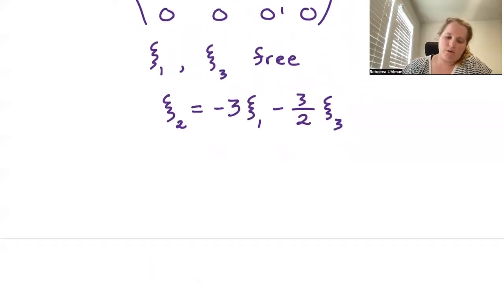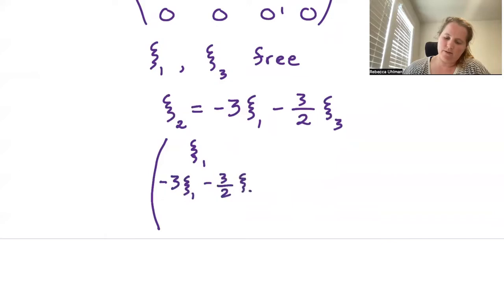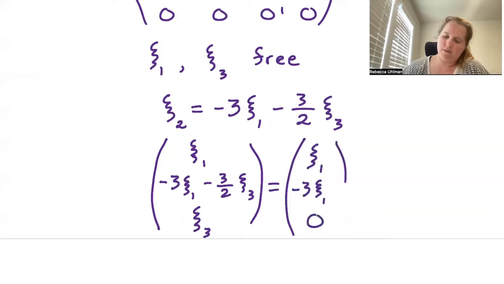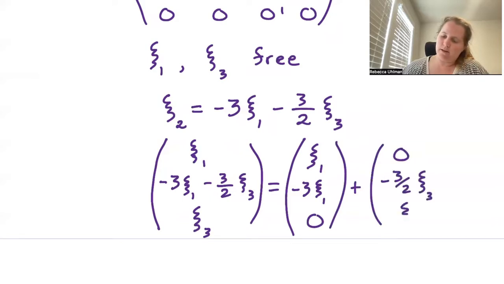So it's kind of up to you how you do this. You can pick psi1 to be 0 and psi3 to be something else, and then do the other way around, or we can just write our vector. We would have psi1, and then negative 3 psi1 minus 3 halves psi3, and then psi3. We can split this as psi1, negative 3 times psi1, 0, plus 0, negative 3 halves times psi3 and psi3.